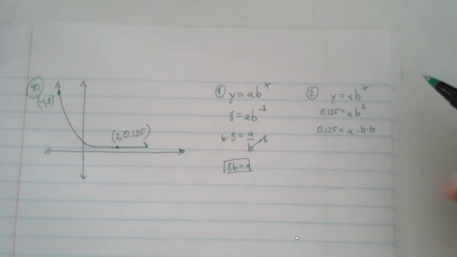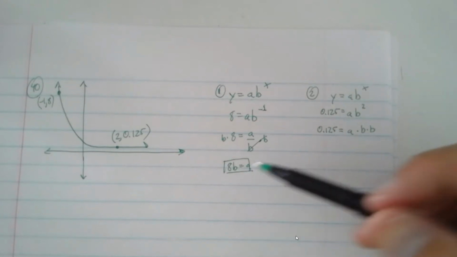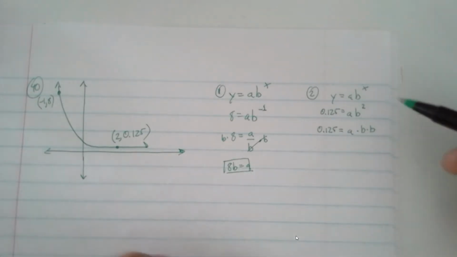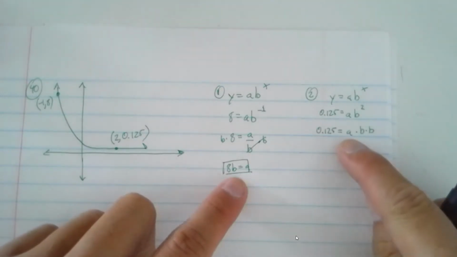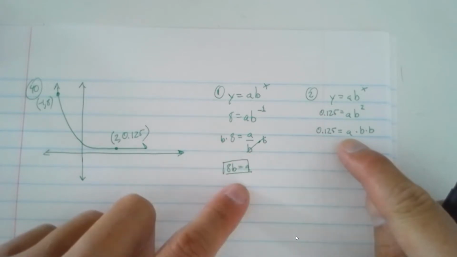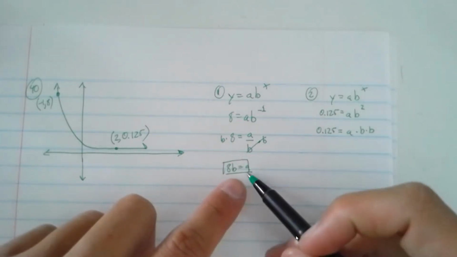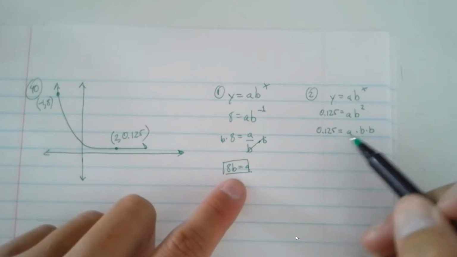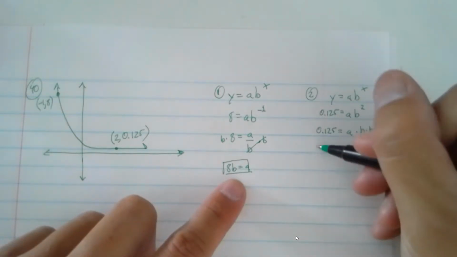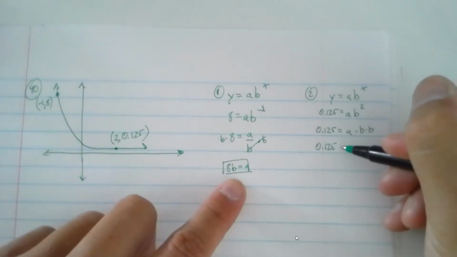And a lot of people, like myself included, wonder what can we do with this? How can we connect the first step to the second step? I think a lot of people overlook this, but technically we do have something for a, and then we can actually plug in 8b for a. That's tricky.